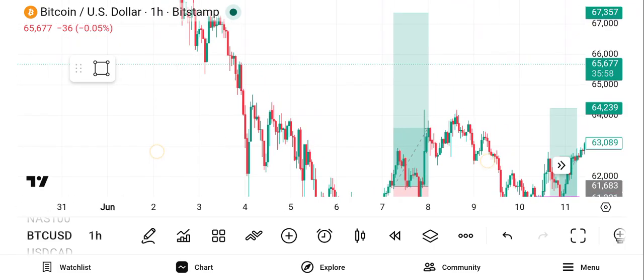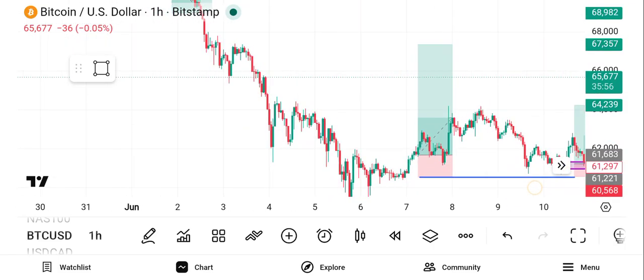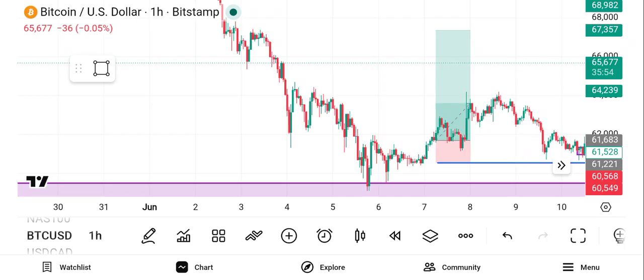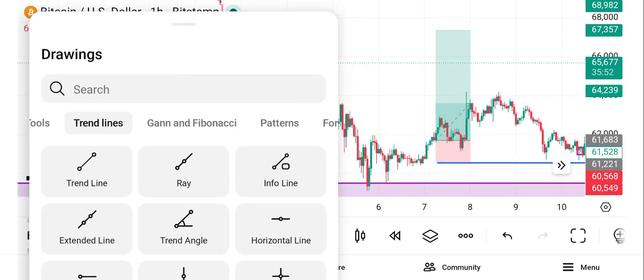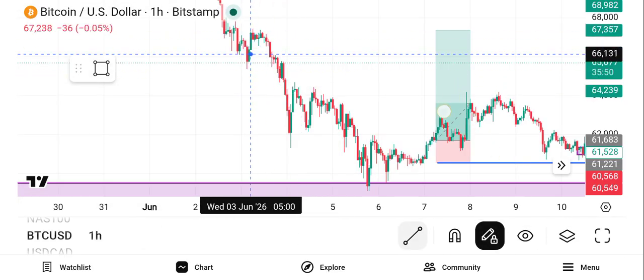Now what do you observe? Before our higher time frame point of interest got triggered, the market was in a downtrend.